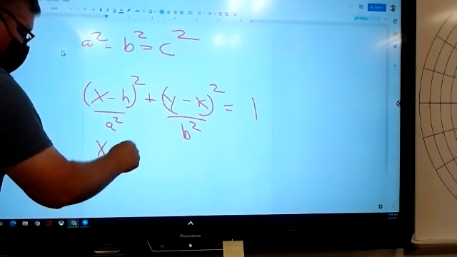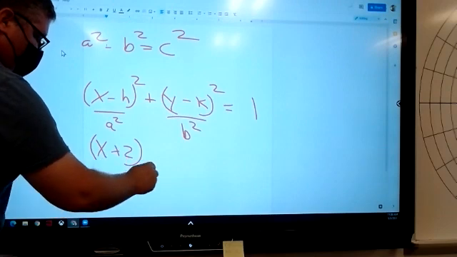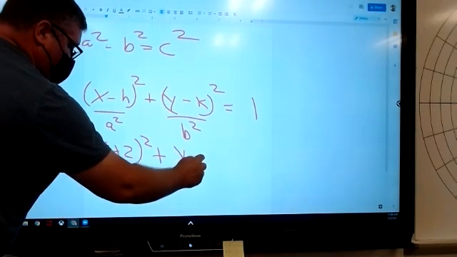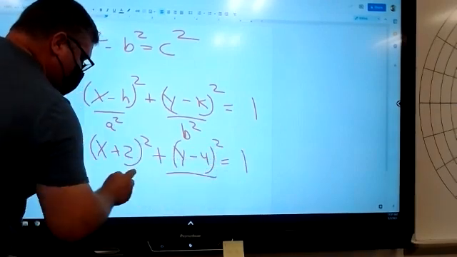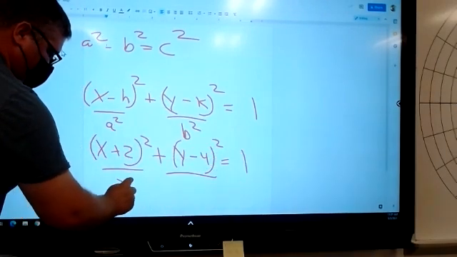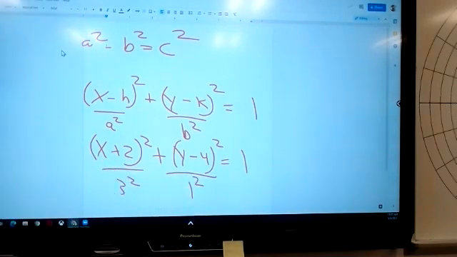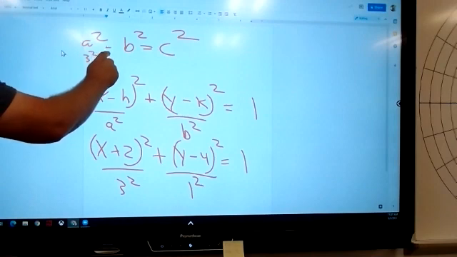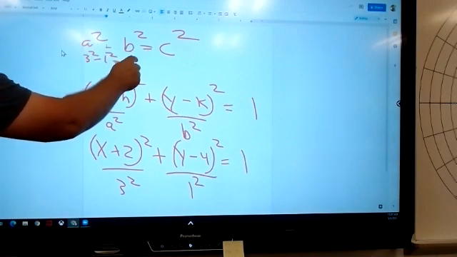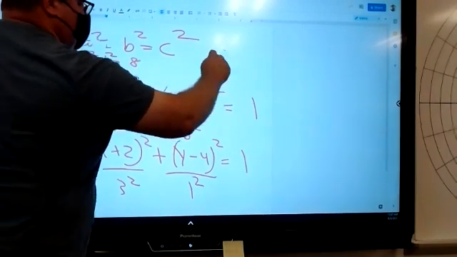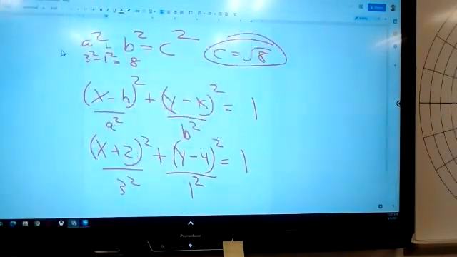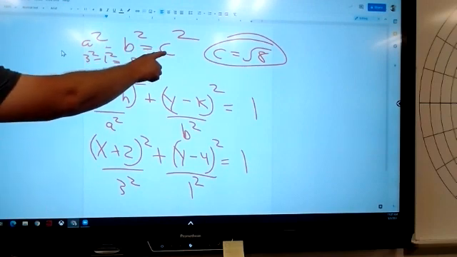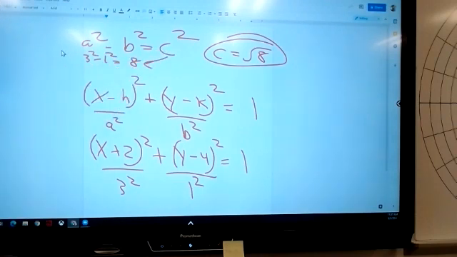Okay, so x minus 2, plus y minus 4 equals 1. This was 3 squared, right, Southern, and 1 squared. What's A? 3, so I'm going to square it. What's B? So I'm going to square it. Okay. So I got 3 squared minus 1 squared equals, so that's 9 minus 1 is 8. So what does C equal? Square root of 8. Why does C equal the square root of 8? Right. Because it's C squared goes with 8, correct?